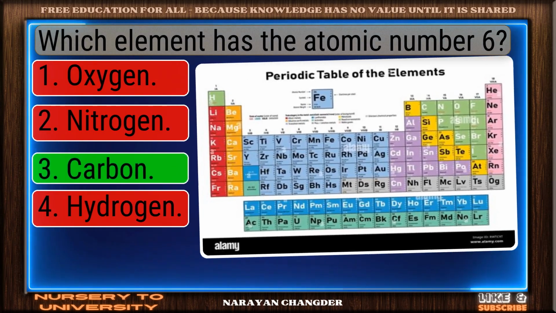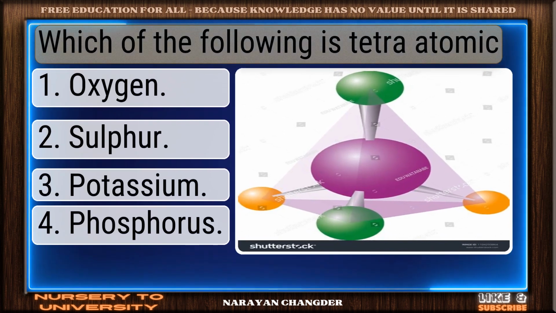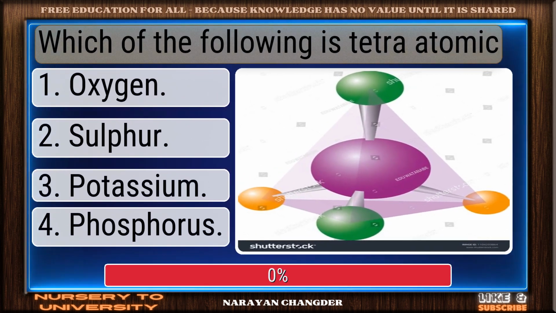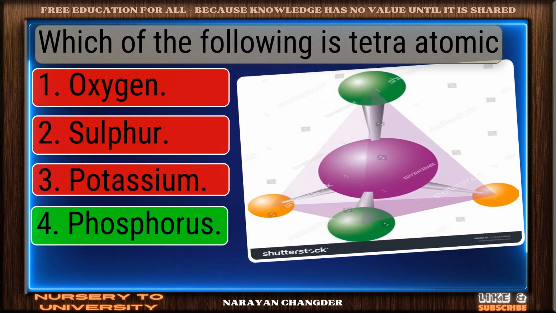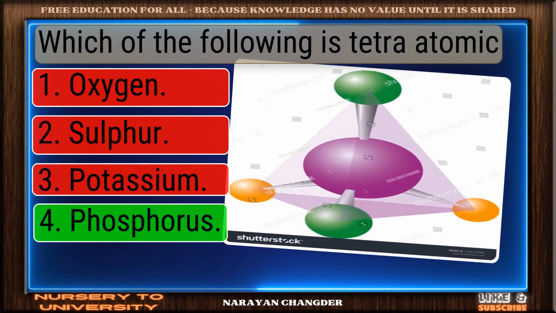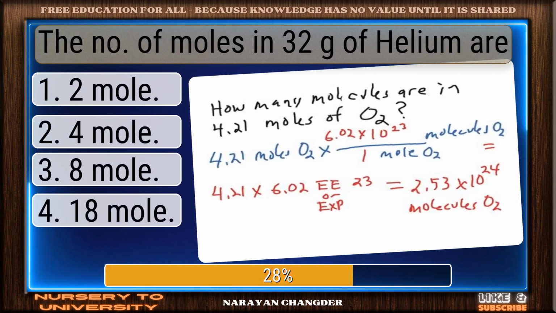Bravo. Carbon is the answer. Question number 197. Which of the following is tetraatomic? Right again. Phosphorus is a valid answer. Question number 198. The number of moles in 32 g of helium is?